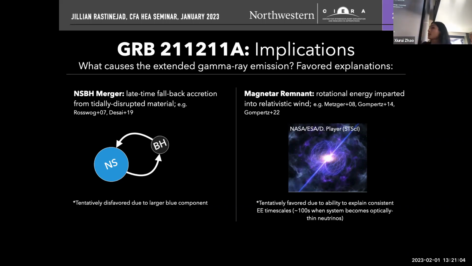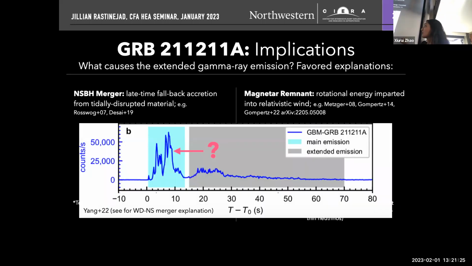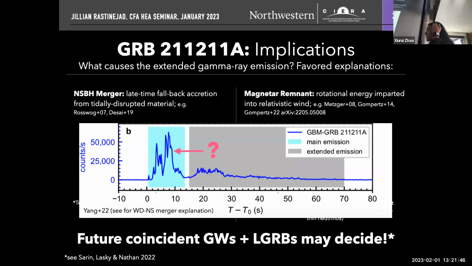Another possibility is that we just have a long-lived central remnant that powers the gamma ray burst for longer. But this is also tentatively favored due to the ability to explain a consistent extended emission timescale, which we see in the X-rays. But I should say that all of these explanations are mostly developed to explain extended emission short GRBs. One thing that I don't think we necessarily expected to see is a 12-second pulse in the beginning. So there was another paper that came out in Nature in the same issue that suggested that this was a white dwarf neutron star merger. But I think that there's a lot of things you could throw at it to try to explain that extended emission. One hope that we certainly do have is that there would be a future coincident event like this, and gravitational waves and a gamma ray burst could decide it.